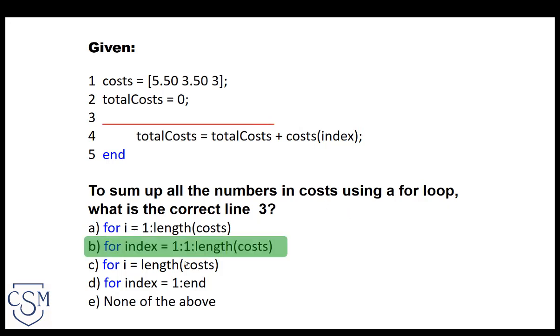And the correct initialization is for index 1, 2, so start at 1, step by 1, and to length of costs. And the reason why this first one didn't work is because I didn't use the right index. If you noticed here, a subtle thing is that down here, the index was index. So although this would loop through the entire length, it wouldn't assign it to anything.